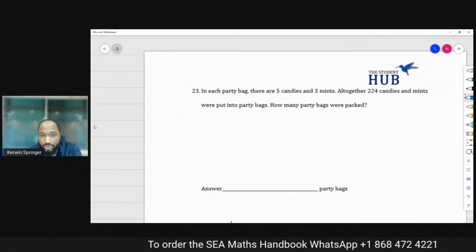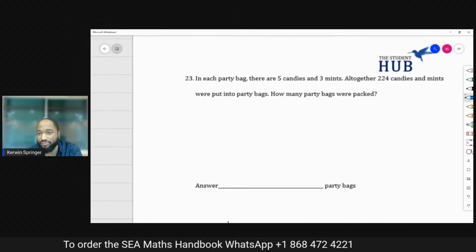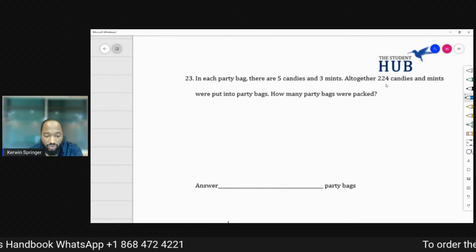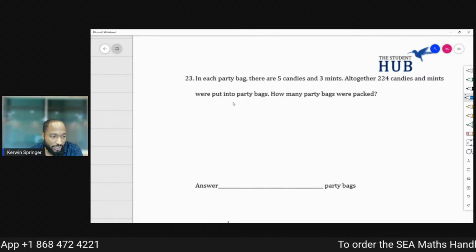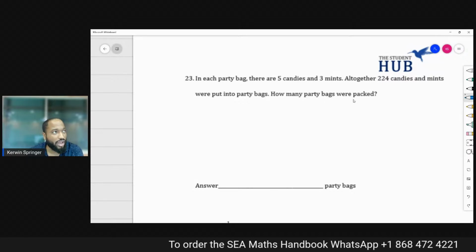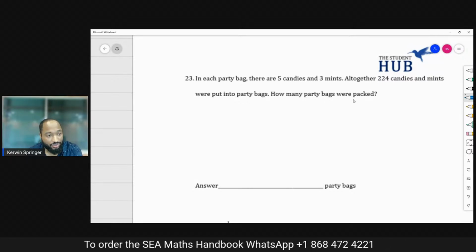Wow. So in each party bag, there are 5 candies and 3 mints. Altogether, 224 candies and mints were put into the party bags. How many party bags were packed? So I read that and nothing stuck. So I have to read it again.